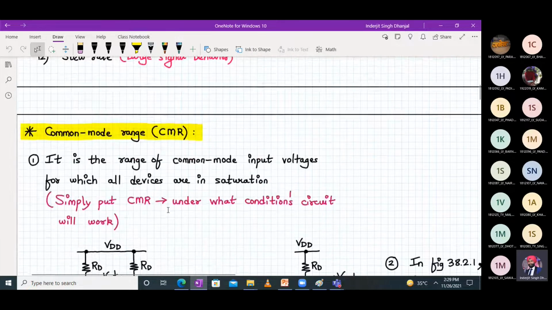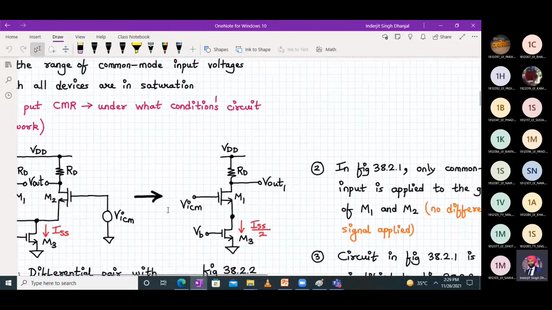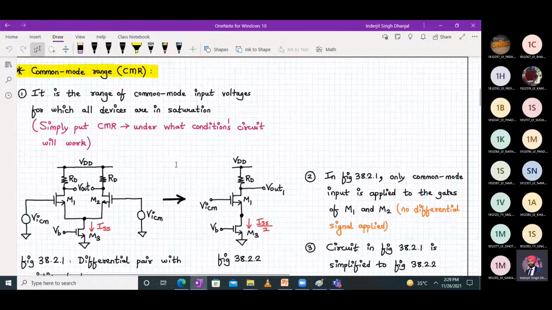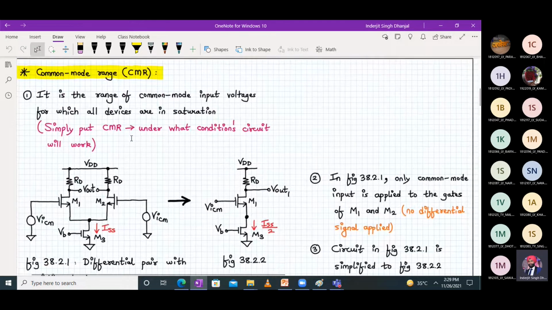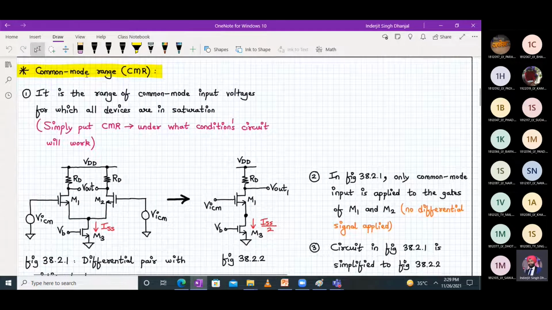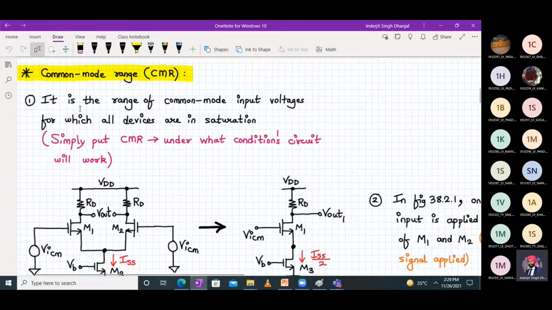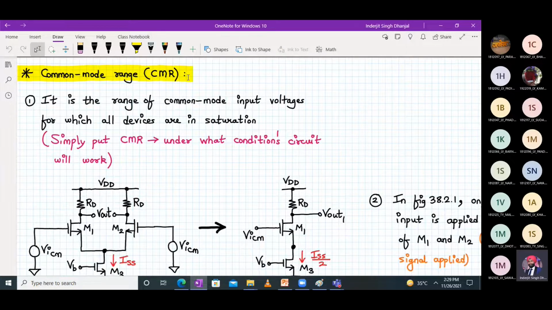So let's begin. I will do this quickly. I will not discuss this in detail because we are going to focus on the analysis of the circuit rather than studying about it. Knowing about the common mode range is very important. So what do we mean by common mode range, CMR? It is the range of the common mode input voltages for which all devices are in saturation. So simply put, CMR is under what conditions the circuit will work.